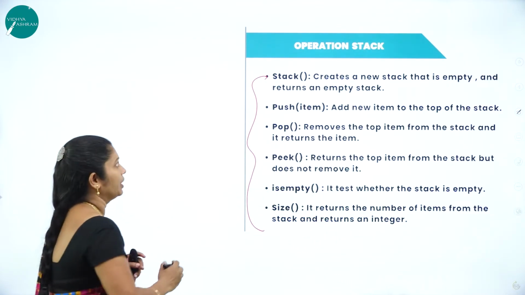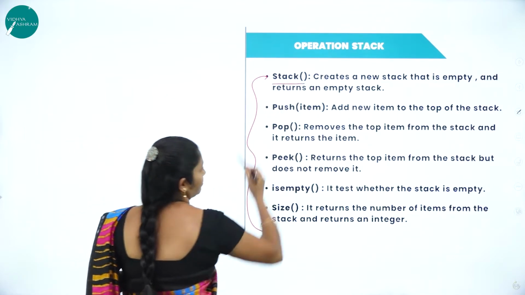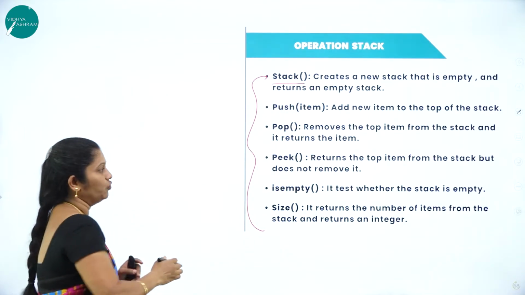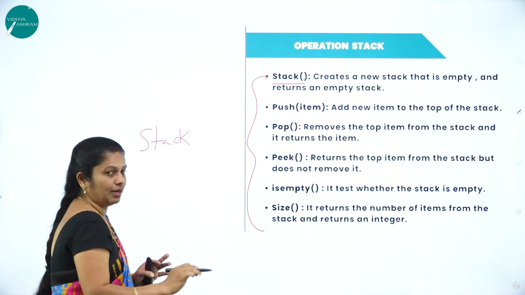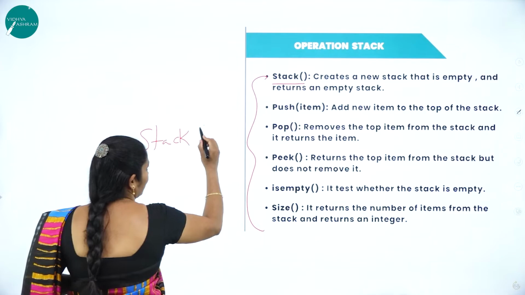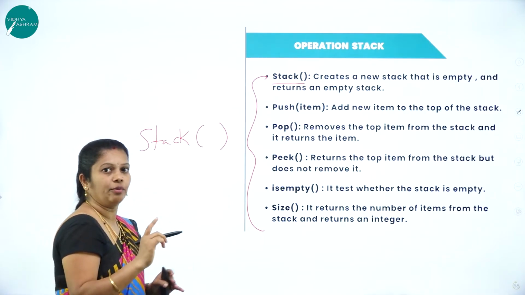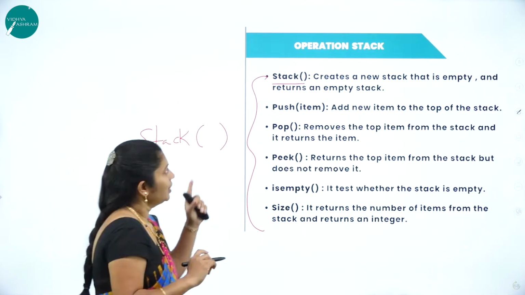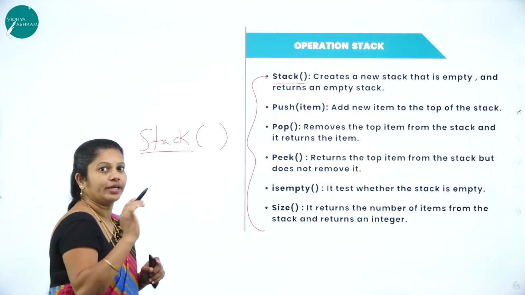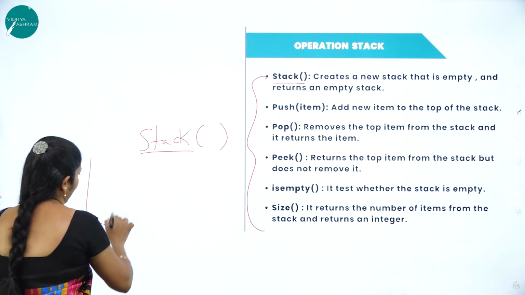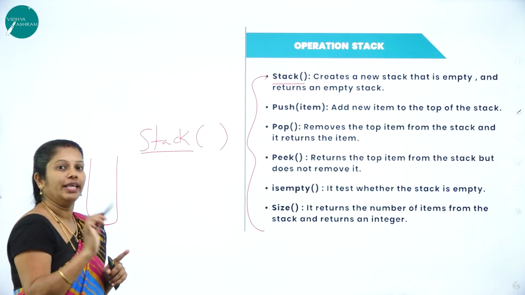Under that, the first operation is called stack. Here, we write the stack function. If you write only stack, that is a variable. If you want to represent the stack function, then you compulsorily have to write it with parentheses. This stack function mainly helps to create one empty stack.